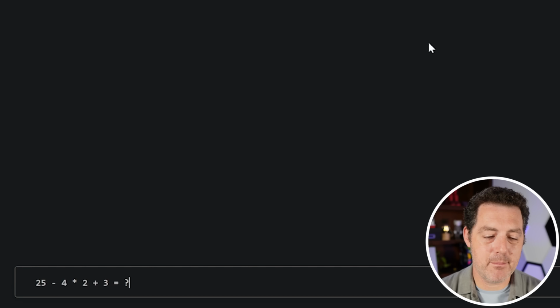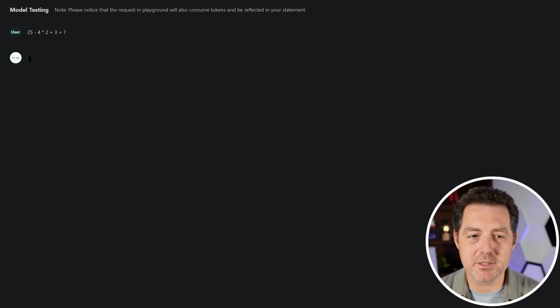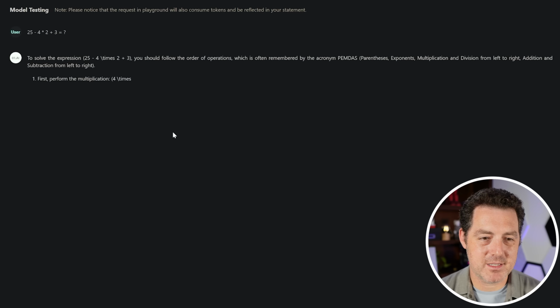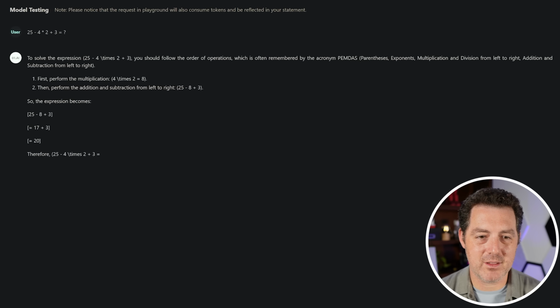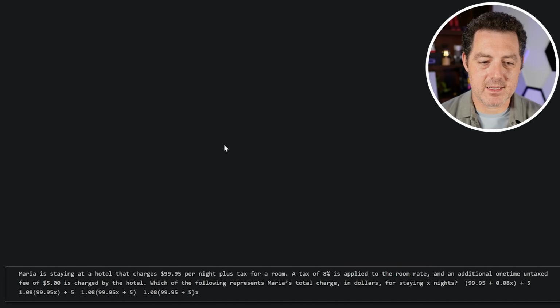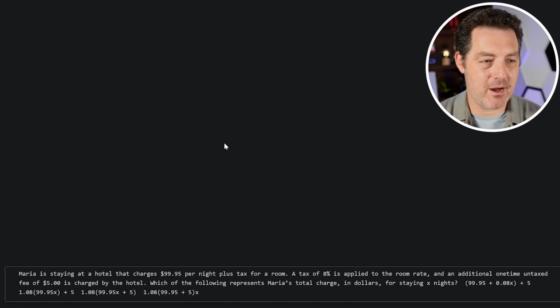All right, next, some math. 25 minus 4 times 2 plus 3 equals, PEMDAS. Good. Okay, so you're going to do 4 times 2 first. It looks like the formatting was broken here, but it equals 20, which is correct. That's a pass. Next, another math problem, now a word problem.